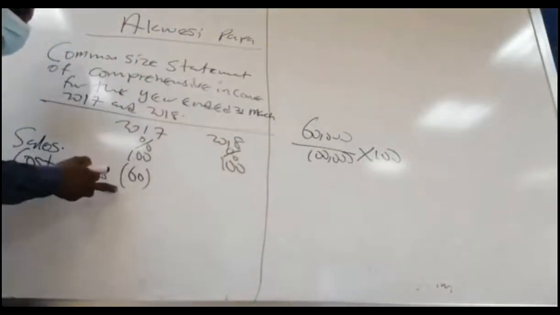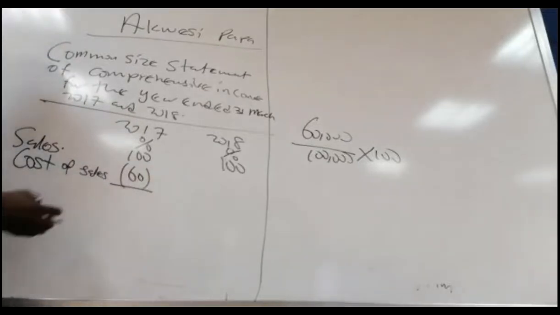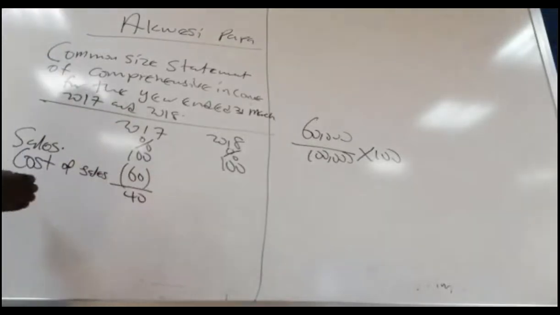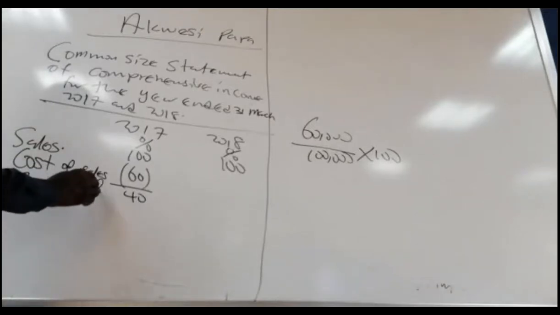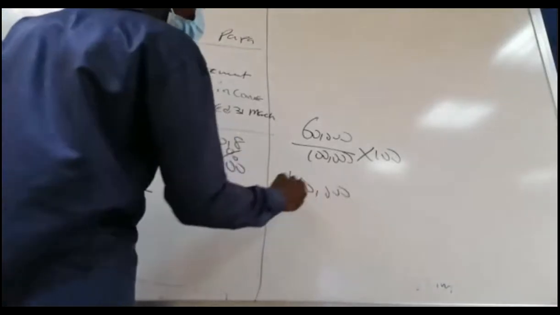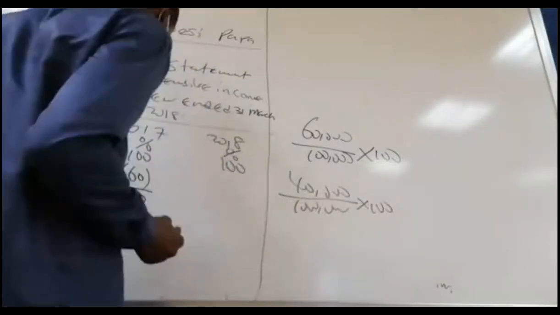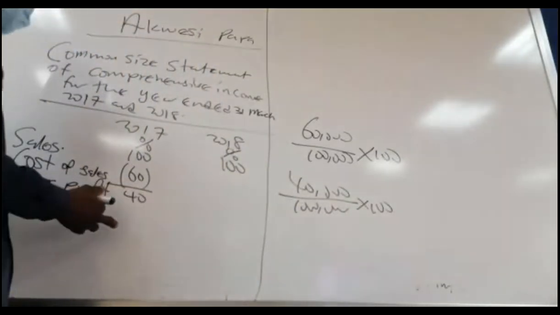Have you seen what I've done? I'll put it inside a bracket too. I'll take it, I'll get what? 40%. That's the gross profit. That means gross profit must be 40%. Or you can also calculate that one too: 40,000 over 100,000 times 100. You put the answer in, 40%.